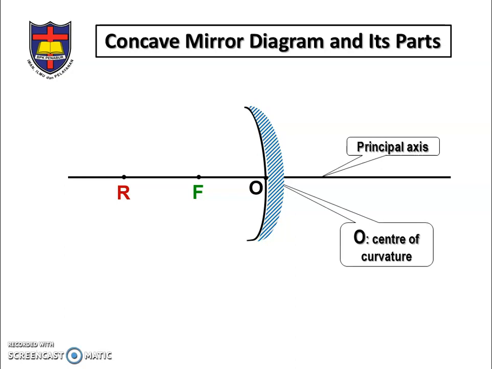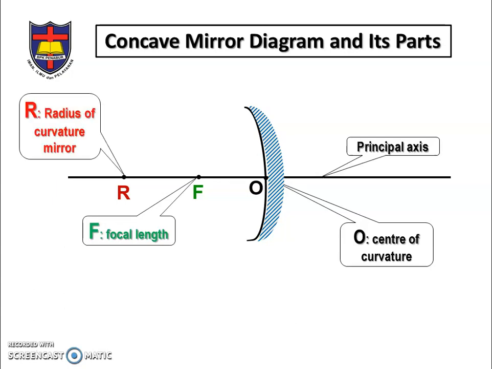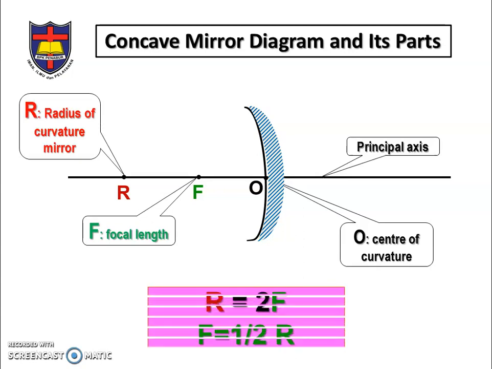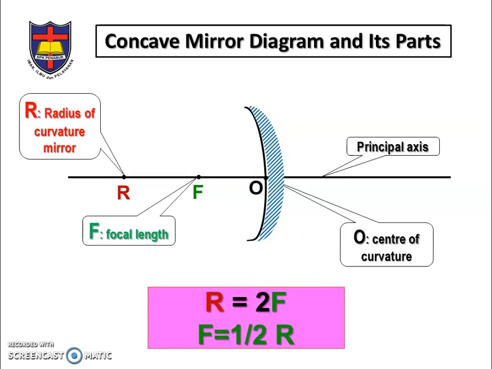O is the center of curvature. F is the focal length or focal point of a mirror. R is the radius of curvature. Notice that R equals 2 times F, so F is half the distance of R.